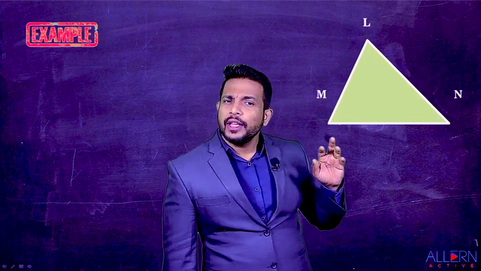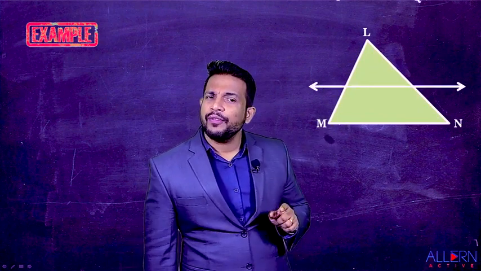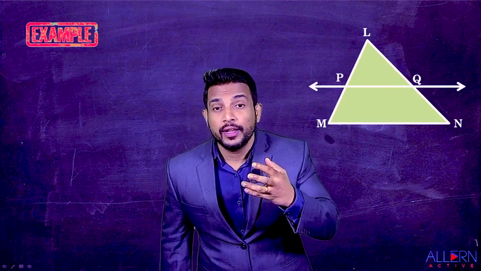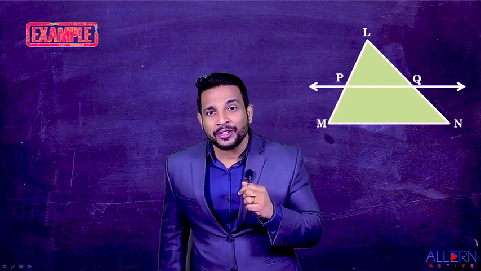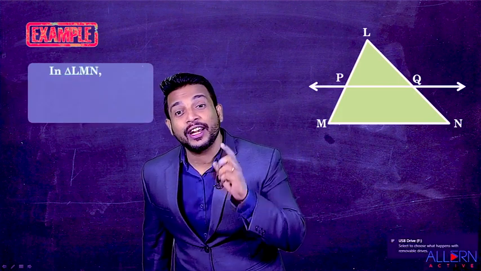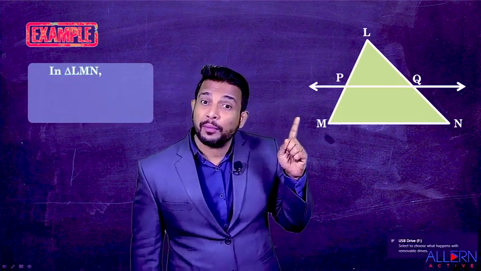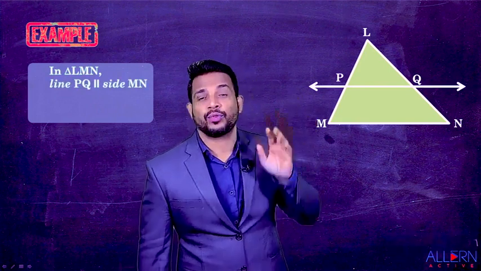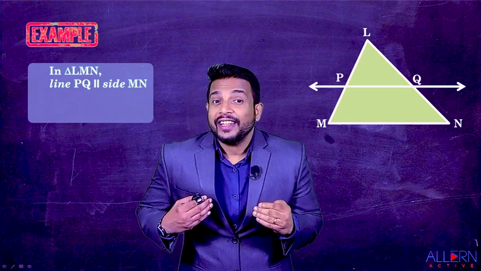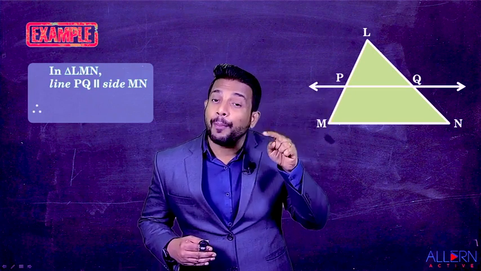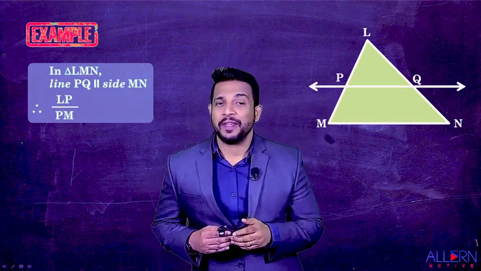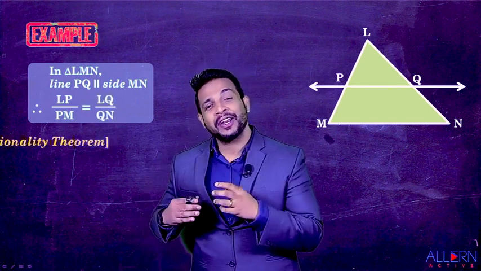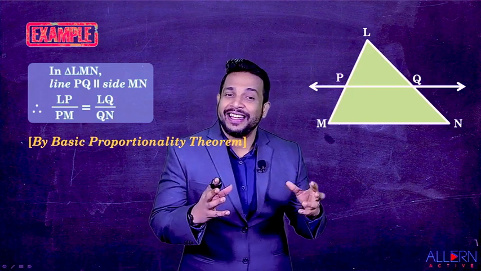Observe here. In this figure, in triangle LMN, we have a line PQ which is parallel to MN. So can we apply the basic proportionality theorem? Yes. And what is the ratio we get? Now let's write the presentation. First we write the name of the triangle. In triangle LMN, this line PQ is parallel to side MN. Therefore, now write the ratio. LP upon PM is equal to LQ upon QN, and in brackets we have the reason as by basic proportionality theorem.